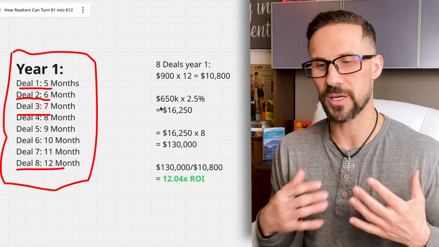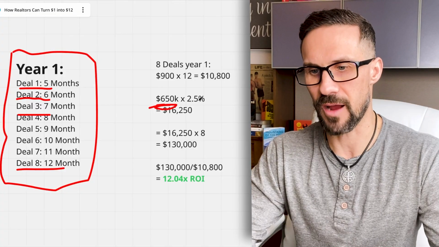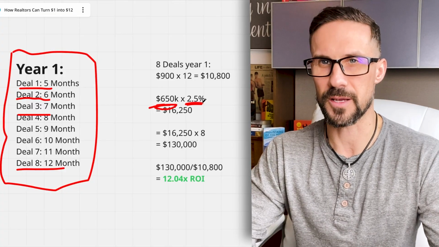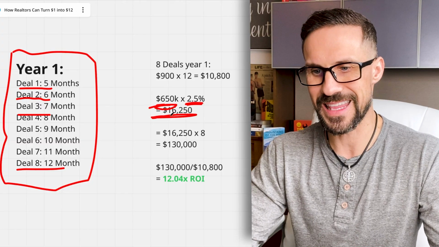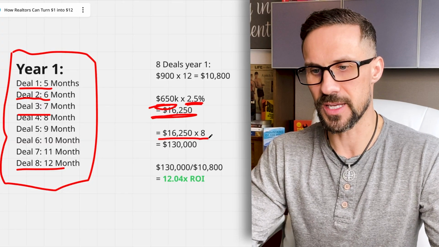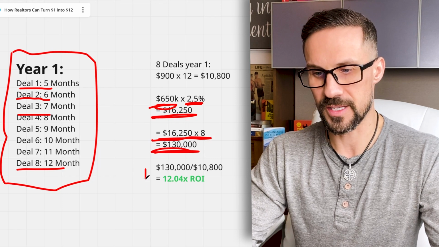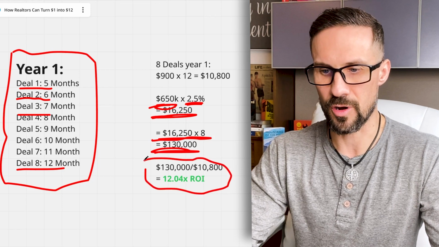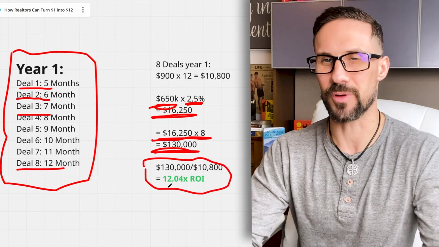However, in my market, I'll go over my numbers right here. You're looking at about a $650K average house price, 2.5% commission. Just do the math in your local area. That's about $16,250. Now, if you did 8 deals in that first year, that's $130K in GCI. Now, this is what I say, it's a 12.04 ROI. It's pretty miraculous that you can get an ROI like that within a year.